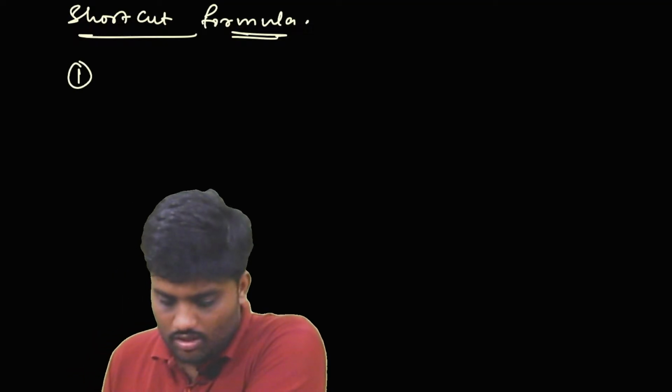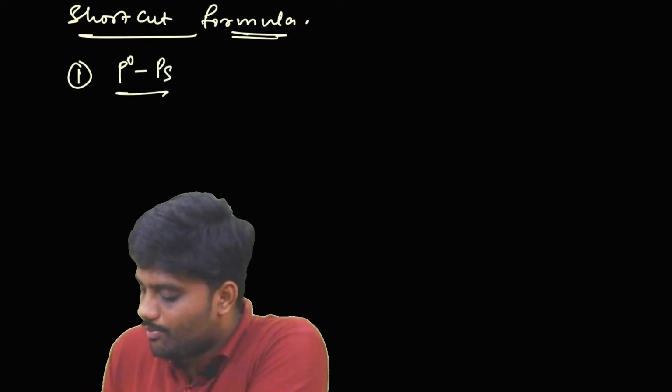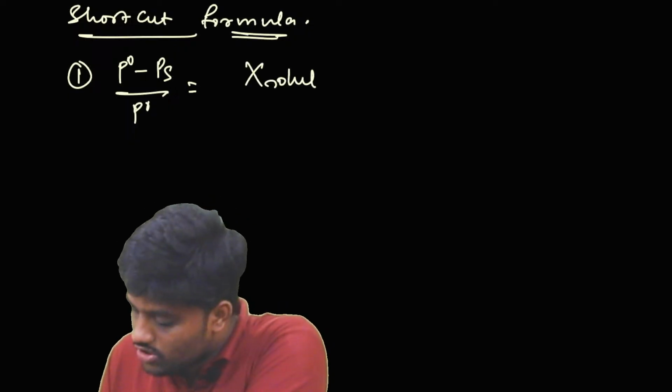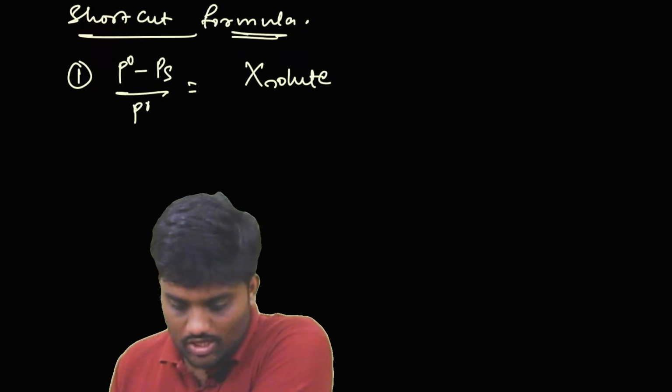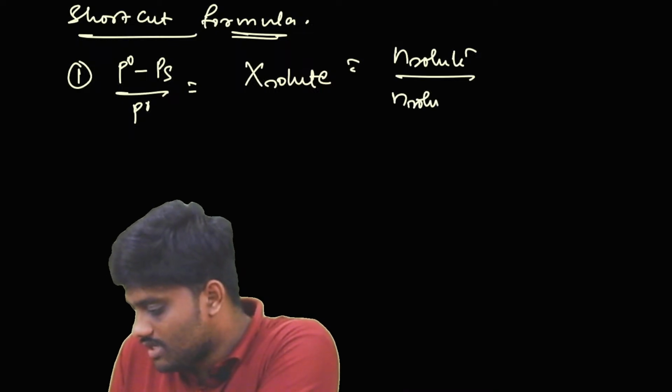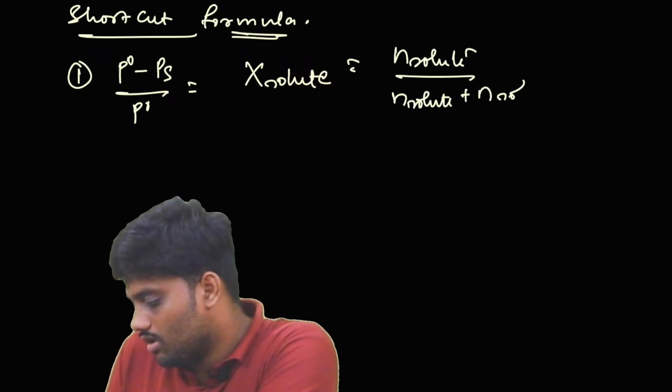Okay. Next, what we need to remember in this is the shortcut formulas you keep asking about. What is it? The first one: P naught minus Ps upon P naught comes out to be the mole fraction of the solute or solvent, which is equal to moles of the solute upon moles of the solute plus moles of the solvent.